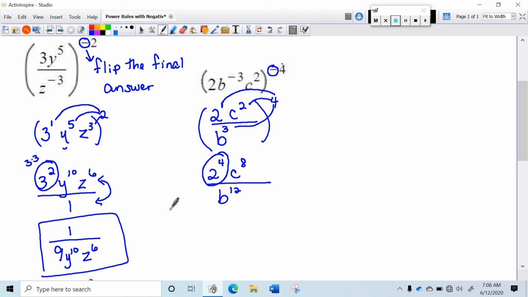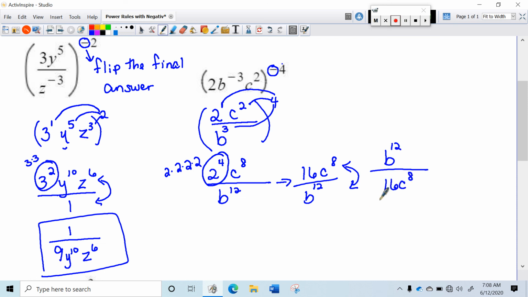Now I figure out the numerical part. 2 to the 4th means 2 times 2 times 2 times 2. It is literally 2 multiplying itself 4 times. So that's 4, 8, 16. 16 c to the 8th over b to the 12th. However, because the original problem had a negative exponent outside of parentheses, you flip the fraction. So b to the 12th is going to be the numerator, 16c to the 8th is the denominator, and now it's finished.